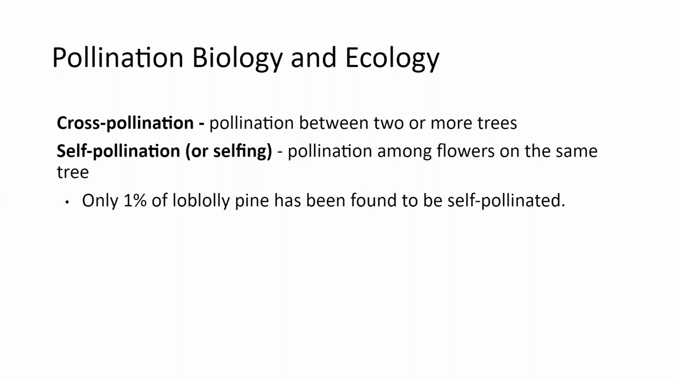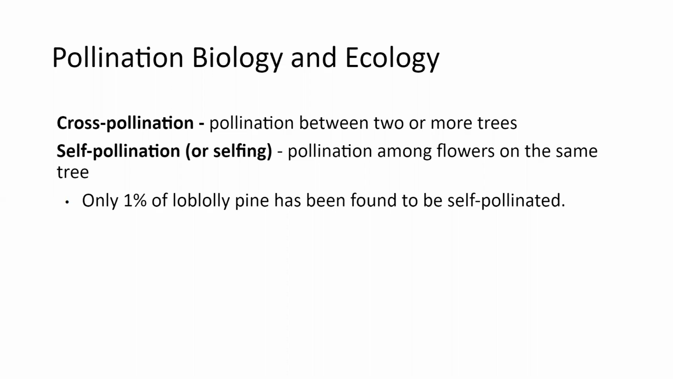So there are also terms that I just want to mention before we finish. Cross-pollination is the more desirable from an evolutionary standpoint. That's when you have pollination between two or more individual trees, right? So that mixes up the genetic material. But in cases where those trees are isolated, it might be evolutionarily advantageous to be a self-pollinating plant, where you can actually self-pollinate if there's nothing else around.